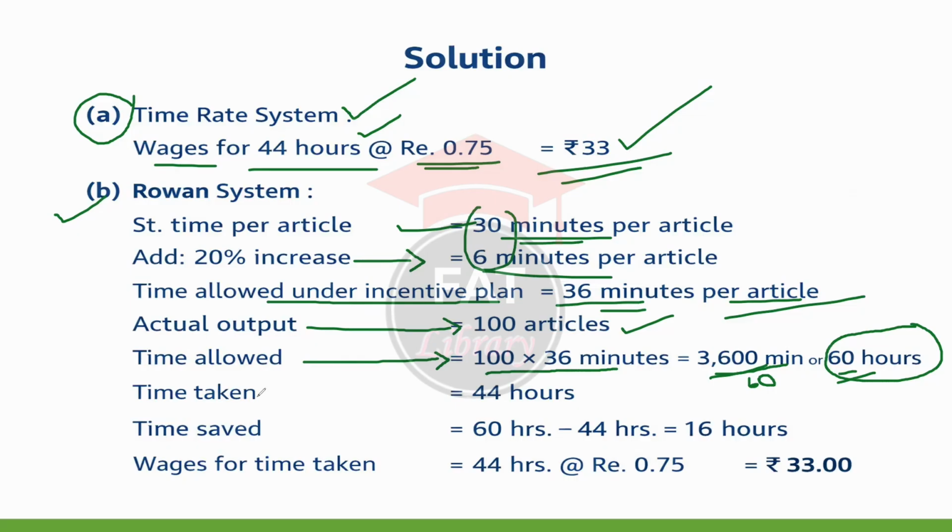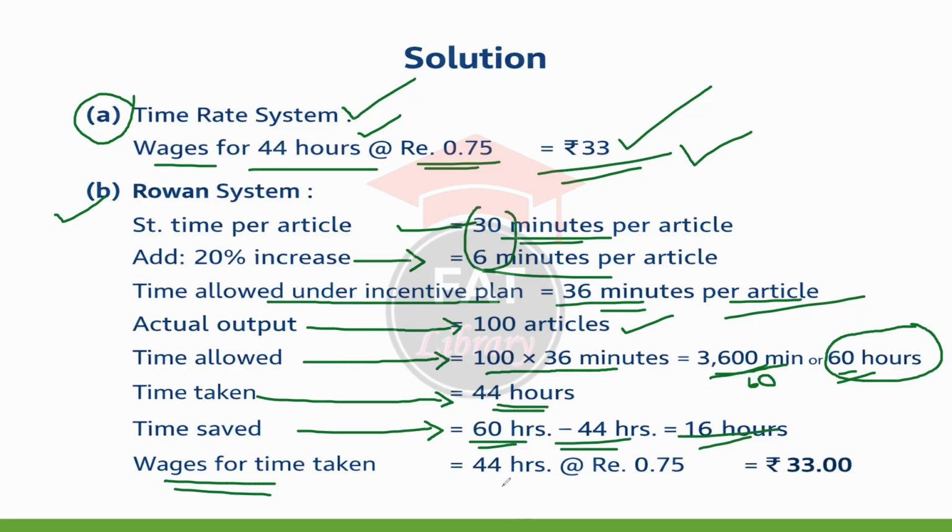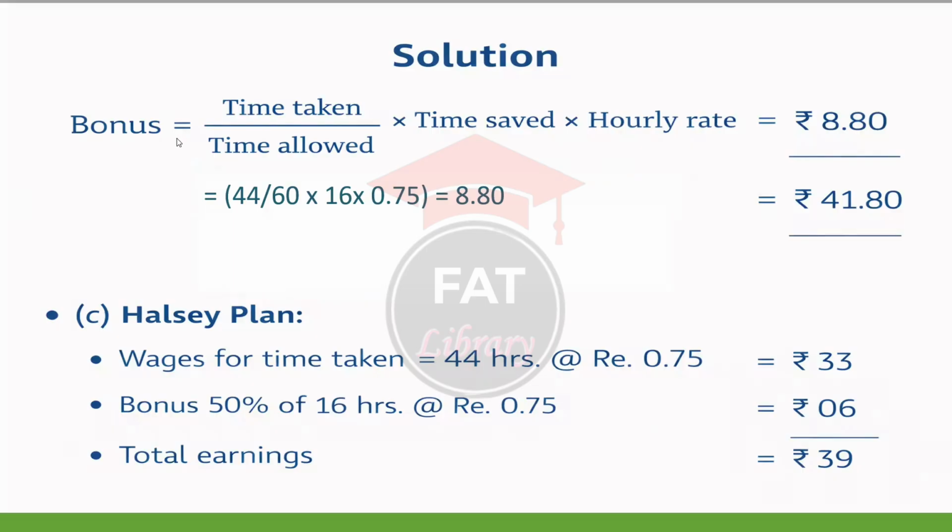Now, what is the time he is taking? He has taken 44 hours. Now, the time saved. 60 hours was allotted, 44 hours he has taken. That means 16 hours are time saved. Now, what wages is he actually getting? It is the same, right? 44 hours he has taken and for that 75 paise he is receiving per hour. So that means 33 rupees he is receiving as wages. Now, for the time he has saved, he should get the bonus, right? As per the Rowan plan, we have to calculate the bonus. This bonus should be added to the wages now.